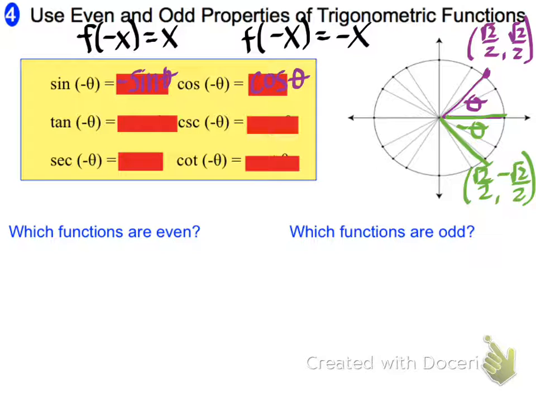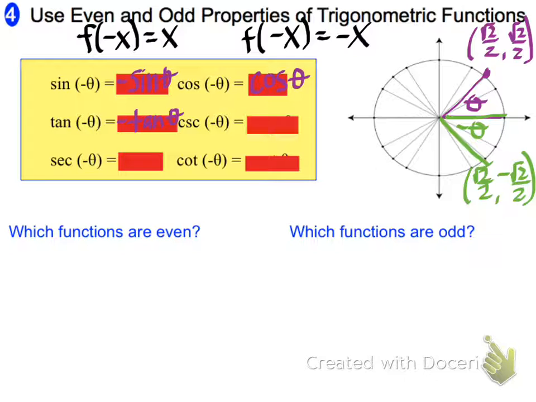Tangent, remember, is sine over cosine, or y over x. In the positive angle in purple, when I do y over x, I get a +1. But in the negative angle in green, I get a -1. So notice that in terms of tangent, it's the negative.